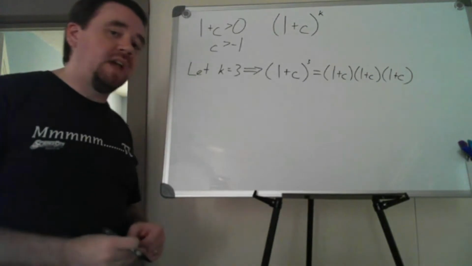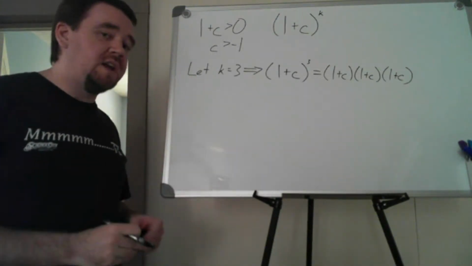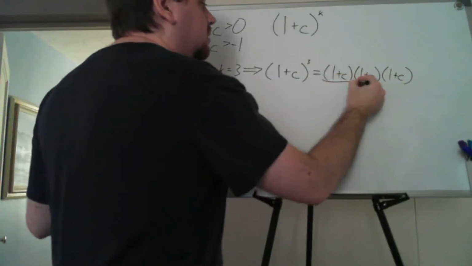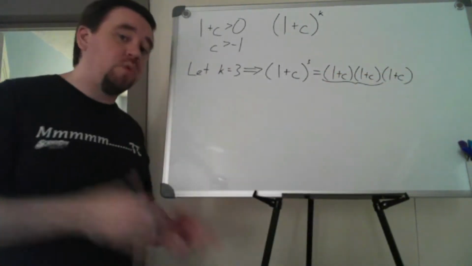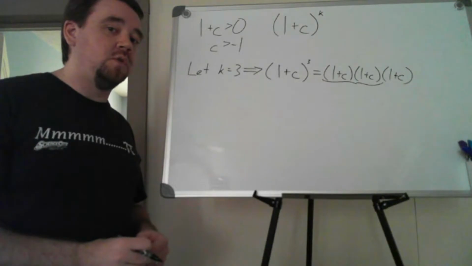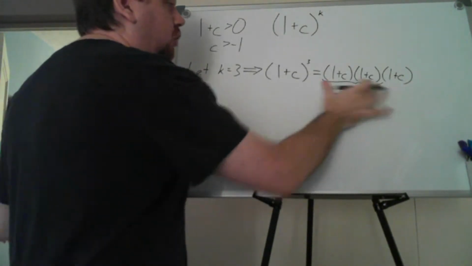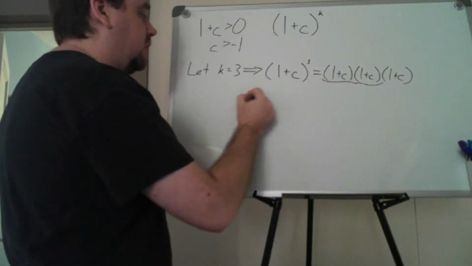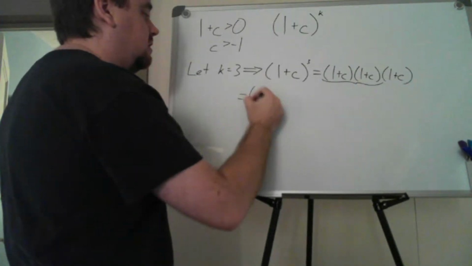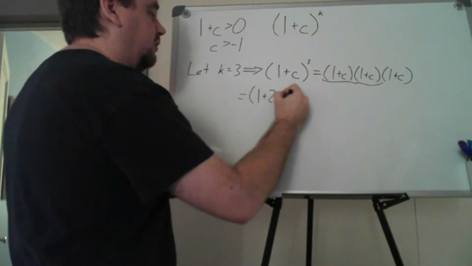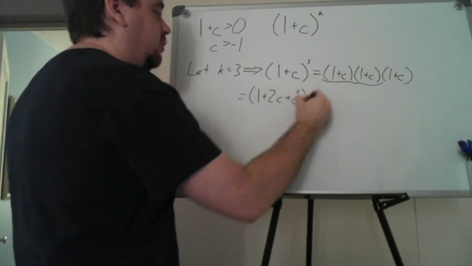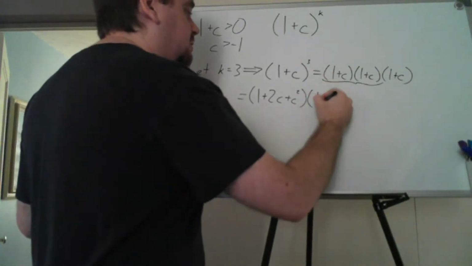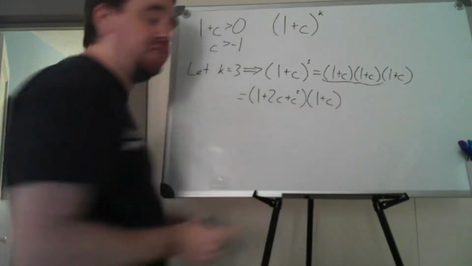Now that may seem like a lot of work, but we've already done a good chunk of it up to this point. We've already done 1 plus c times 1 plus c. That's what we just did when we set k equal to 2. So I can substitute in that result right here and then multiply that by 1 plus c. And so that's what I'll do next. This gives me 1 plus 2c plus c squared, which is what we just found when k equaled 2. That is being multiplied by 1 plus c.